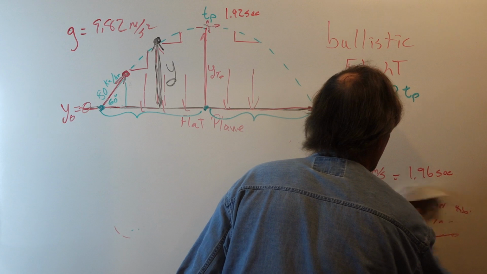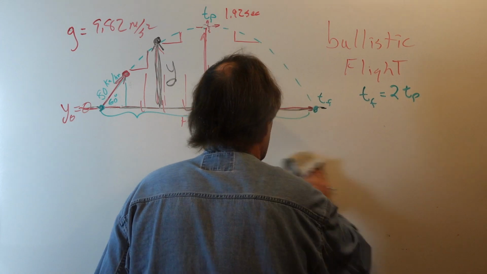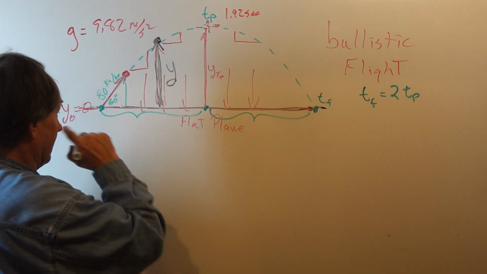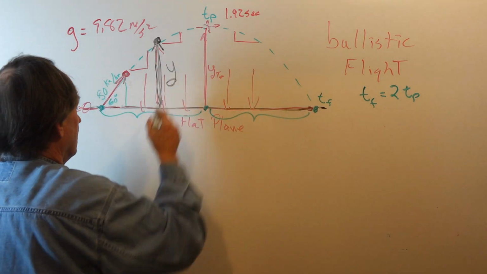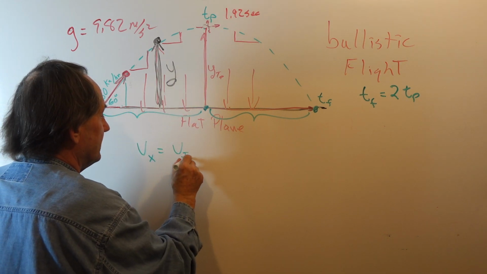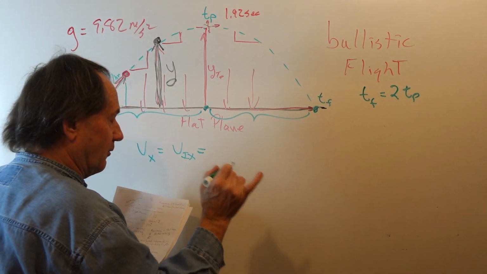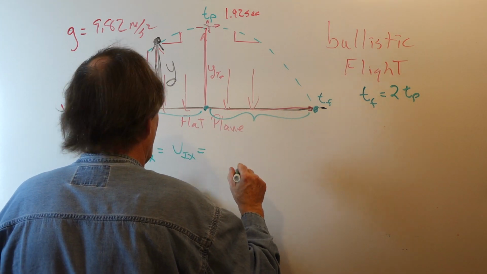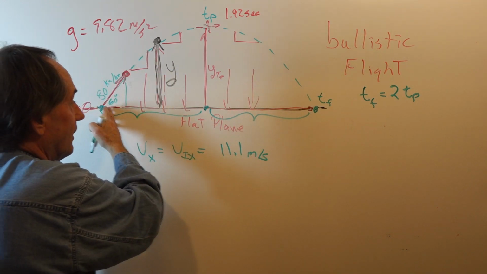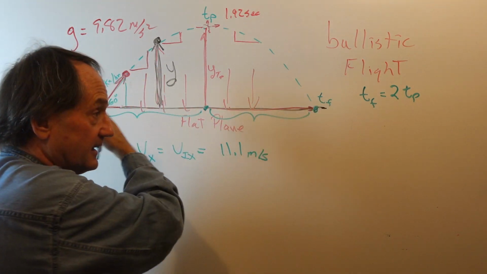Now, the key point here, remember, is that the gravitational acceleration does not affect the horizontal component of the flight. So everywhere along here, the x component of the velocity is equal to the initial component, which was 40 kilometers per hour, or 11.1 meters per second. That's the initial velocity in the x direction, and it maintains that velocity through the whole flight in the x component.